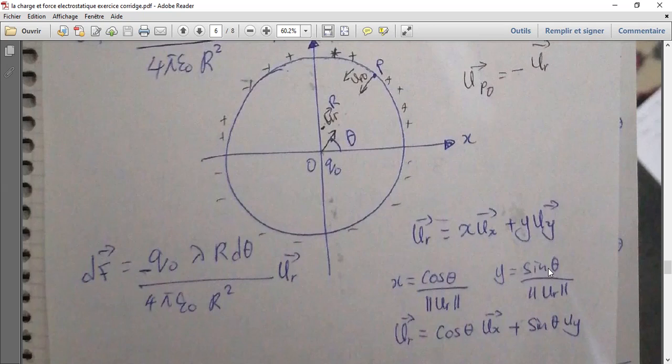So after knowing what your X is and what your Y is, you just replace them where there's X and where there's Y. So your UR is cos theta UX plus sin theta UY. I don't know if there's anyone who hasn't understood here. So this is your UR. Where there's UR, you just replace it with this formula.